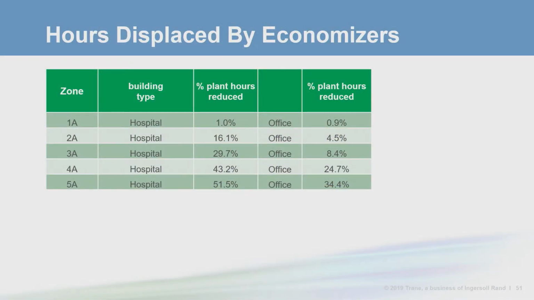Here is a summary of the plant hours and ton hours that could be displaced by economizers in climate zones 1A through 5A. The colder you get, the higher the fraction of plant operating hours to be displaced by waterside economizer mode. The operating hours are fewer for offices, so the benefits are lower, but we do still see a benefit to the cycle, especially in the cooler climates.